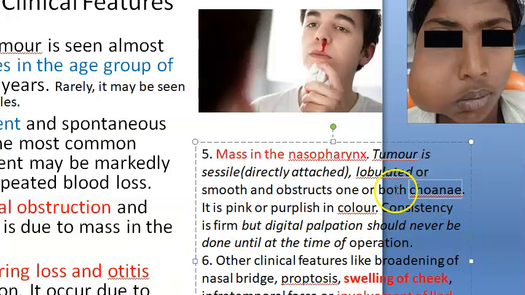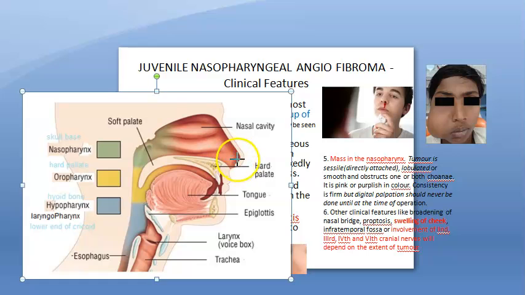What is choanae? Posterior nasal aperture, we are also calling it as internal nostril. So this will be your external nostril, and somewhere here they are saying internal nostril that gets obstructed because of the mass. Okay. So it is obstructing one or both choanae.